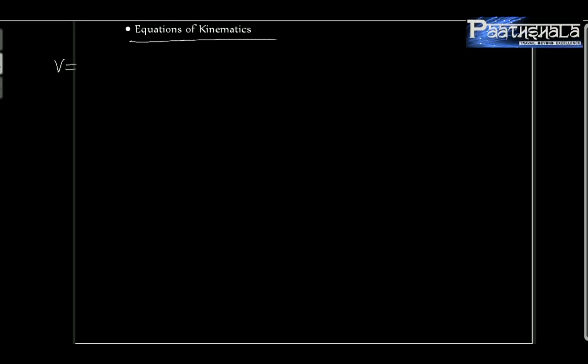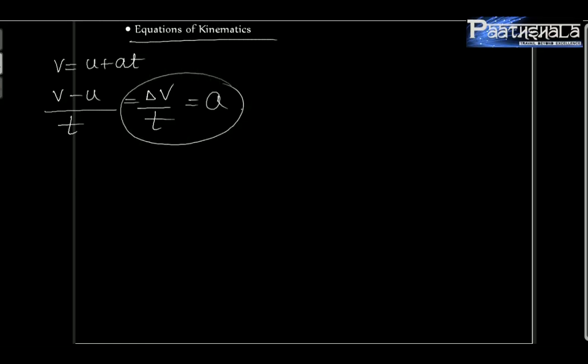The first equation is v is equal to u plus at. All the three kinematical equations assume that the acceleration of the body is constant. So this is very simple to derive. u is the initial velocity, v is the final velocity. So v minus u is the change in velocity, right? t is the time taken to change the velocity. So delta v by t is equal to the acceleration. So this is the definition of acceleration.